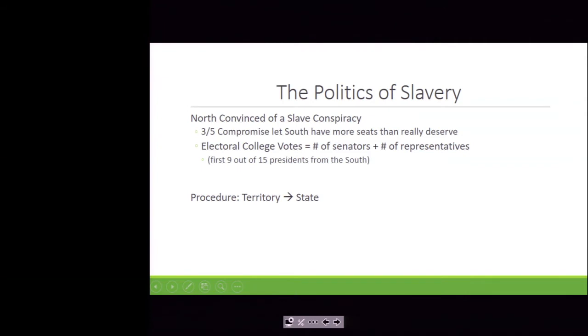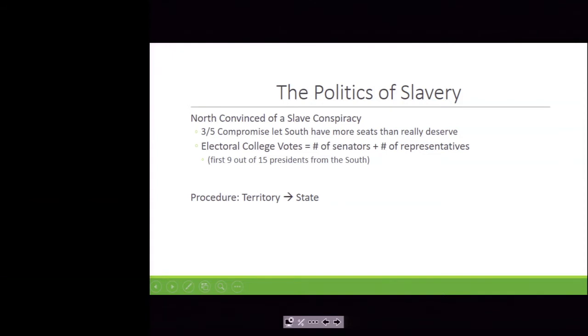The North, for their part, is convinced of a slave conspiracy. They think that it's a massive scam that the South is pulling. And they've got some pretty logical arguments to back up that claim. First, they point to the 3/5 compromise. They say that the 3/5 compromise lets the South have more power in government than they really deserve. The 3/5 compromise means that the South can use part of their slave population for representation in the House. They have more representatives than they really deserve.